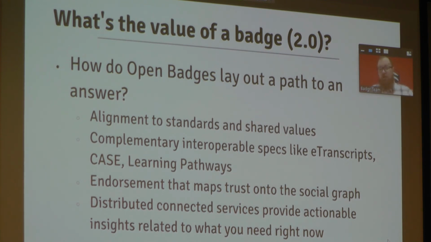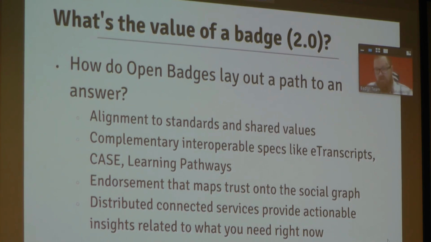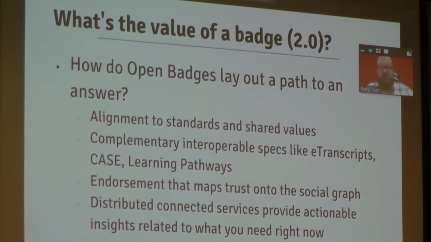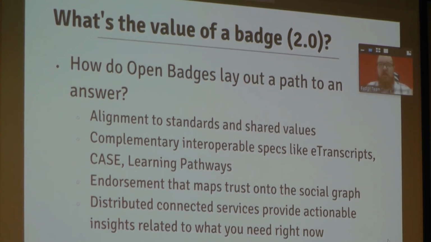And so alignment to standards and shared values is really improving with badges, particularly in the complementary specifications that are developing in this space that describe the relationship between badges, in addition to just the data about alignment to standards that is present in a badge itself. Within a badge, you can use what's called the alignment object and say, this aligns to the multiplying fractions component of the Common Core state standards for 7th grade mathematics.